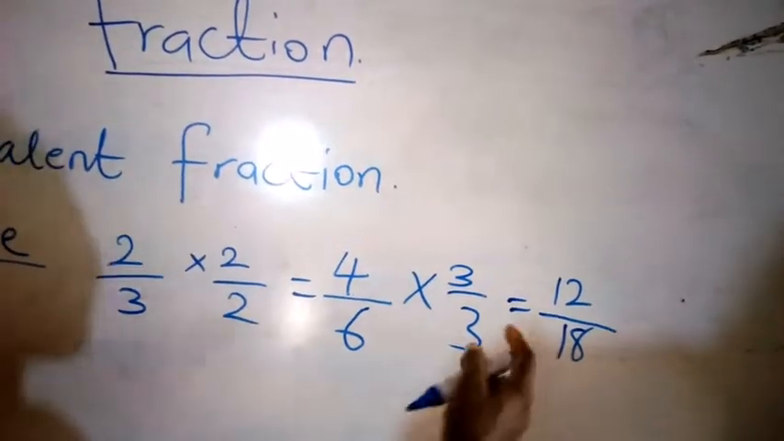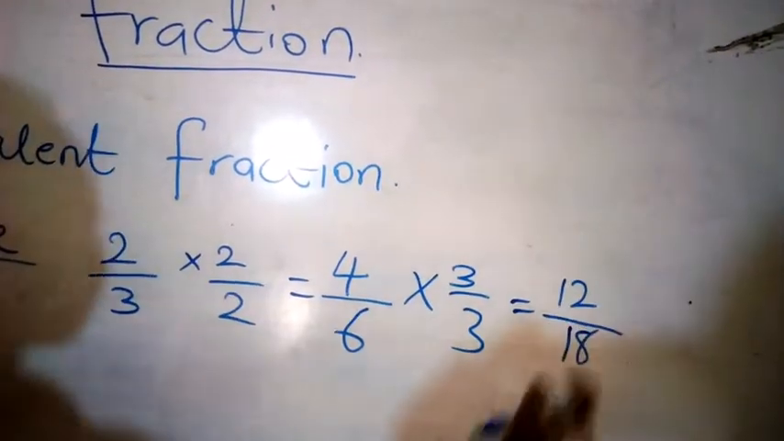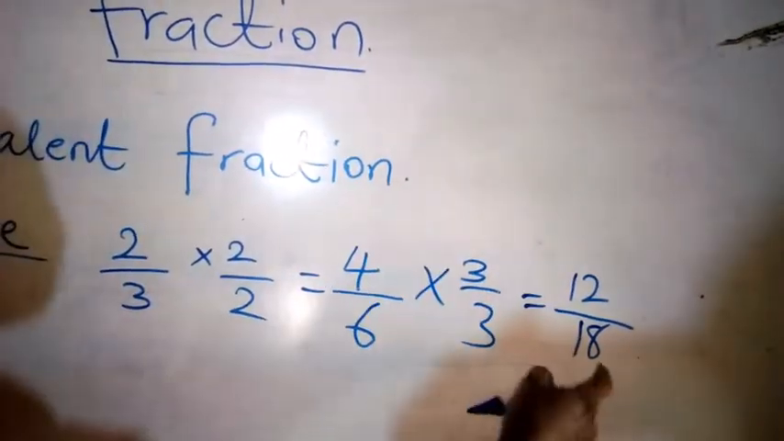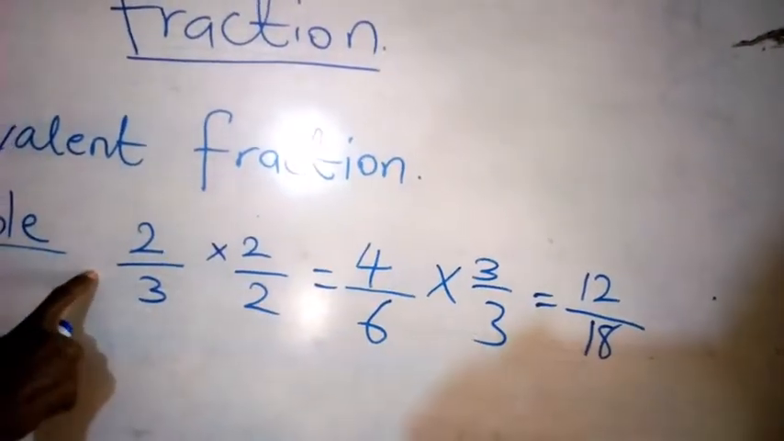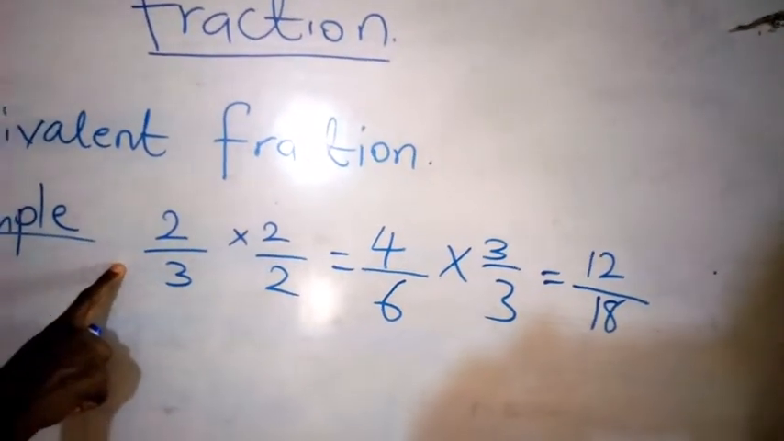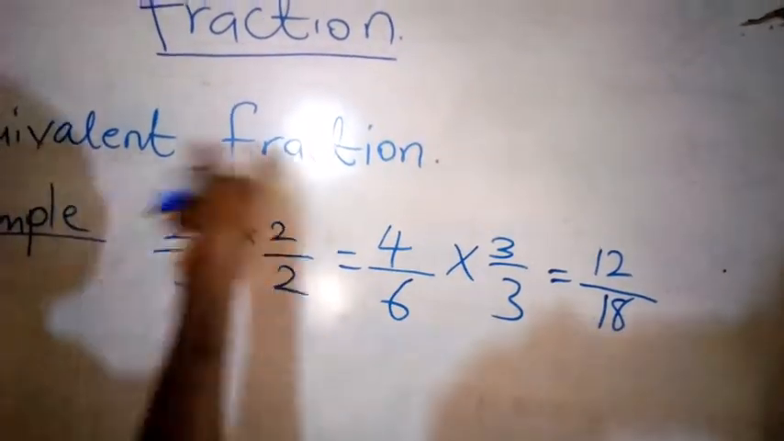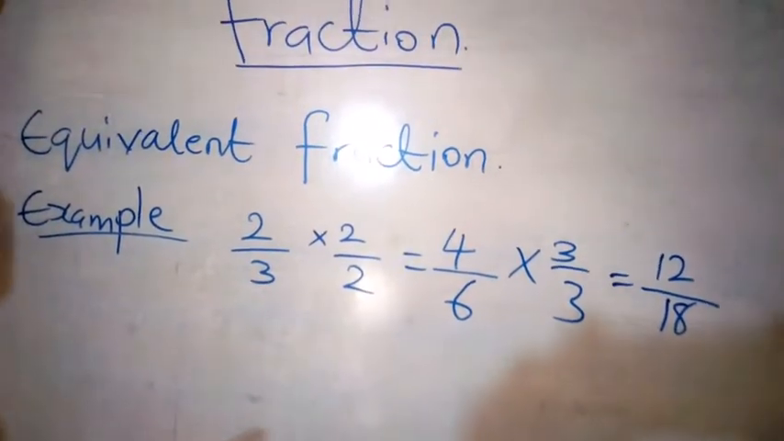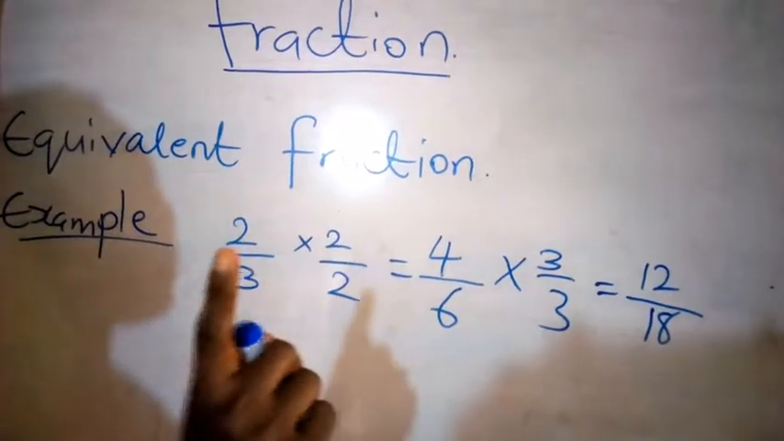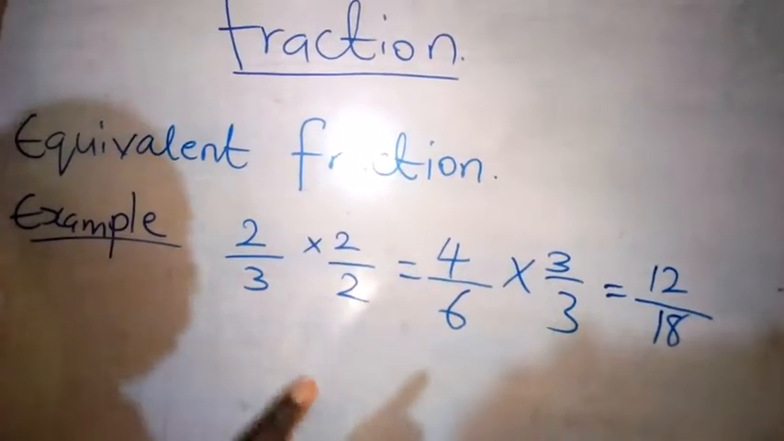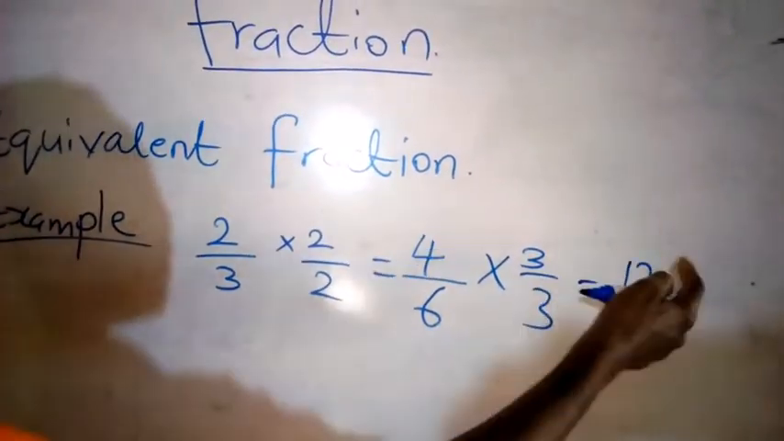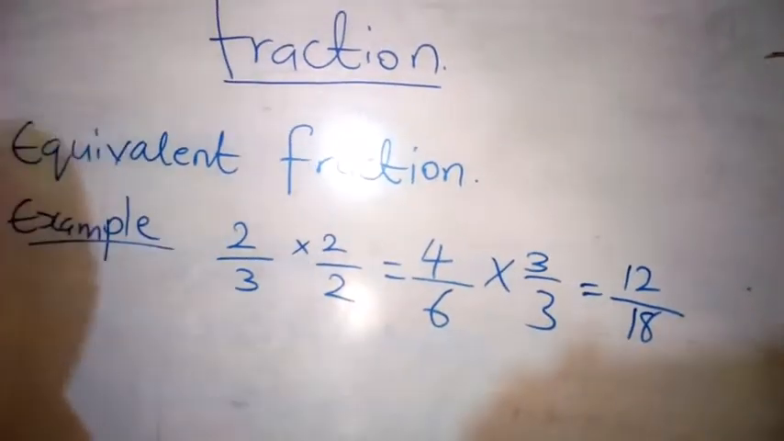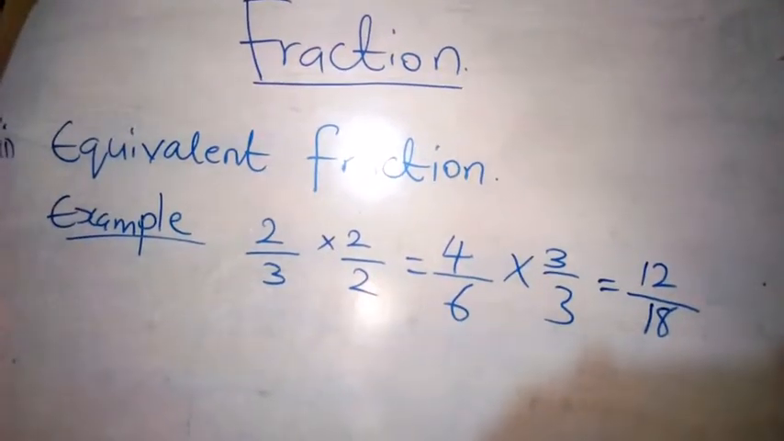Now, by the time I divide this figure by a particular same number, I will still have this fraction back. So, in achieving equivalent fraction, I either multiply the fraction by the same digit or number, or divide the numerator and the denominator by the same number. More examples on this.